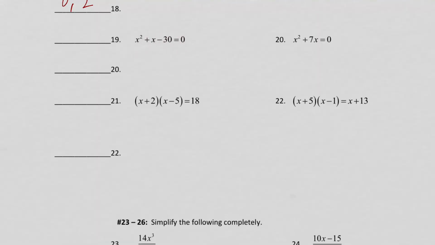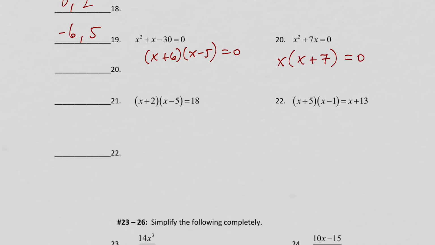Here I have to factor first. It's already set to 0, so I just factor. So this gives me plus 6 and negative 5. So this gives us a negative 6 for a solution and positive 5 for a solution. For number 20, first let's factor the GCF, which is x. And that leaves us behind an x plus 7. So this gives us a 0. This gives us a negative 7.